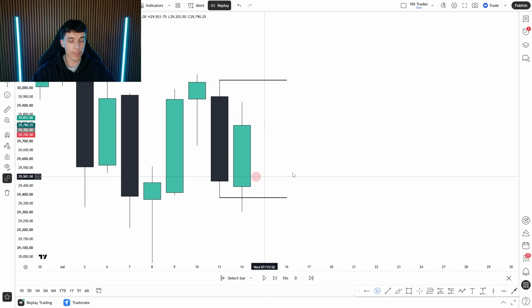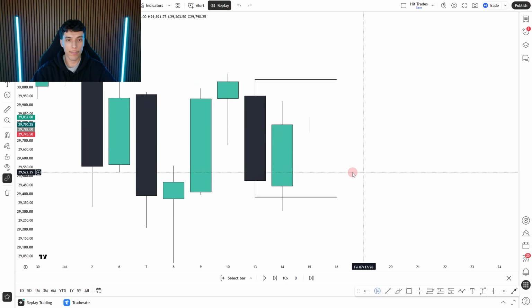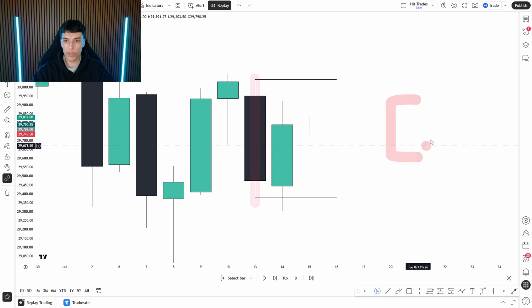Now, I already have videos explaining how to identify CRT, but to give a quick little explanation, I want to see a good size candle. We want to have a good range. We don't want to have any small body, big wick like this candle right here. It needs to be a good size range, good size body. This is going to be referred to as candle 1, C1.